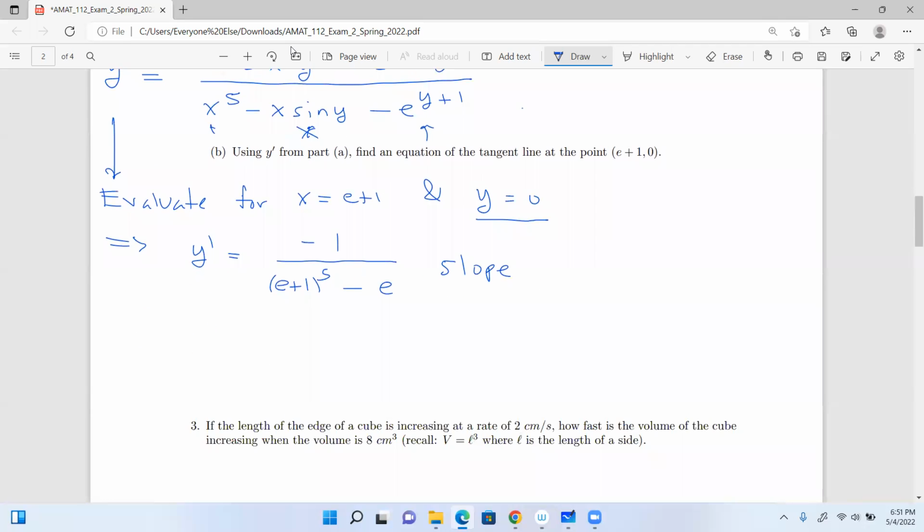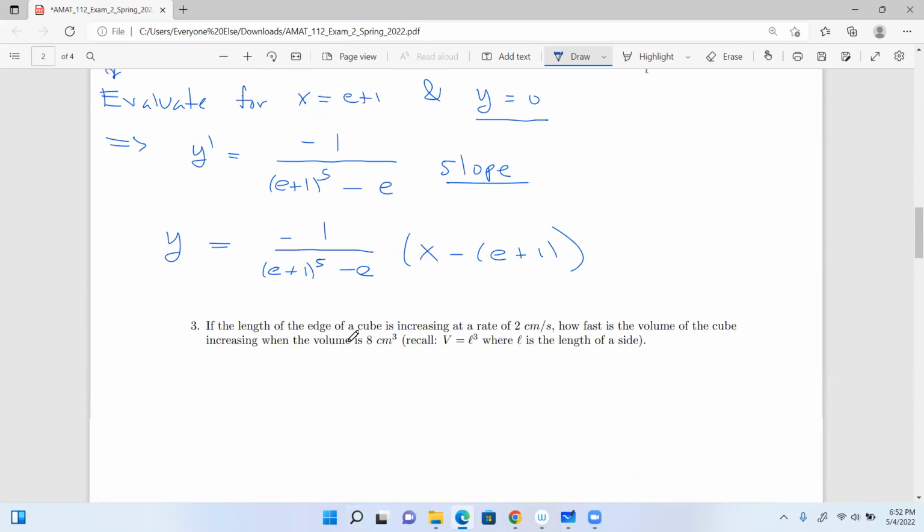And then now I use the point slope formula to find the line. So the point slope formula says if you have a point and you have a slope, you can uniquely determine the line. So it's going to be y minus the y coordinate, but that's just 0, is equal to the slope. So negative 1 over e plus 1 to the 5th minus e, times x minus the x coordinate. And that's it. So that finishes that problem.